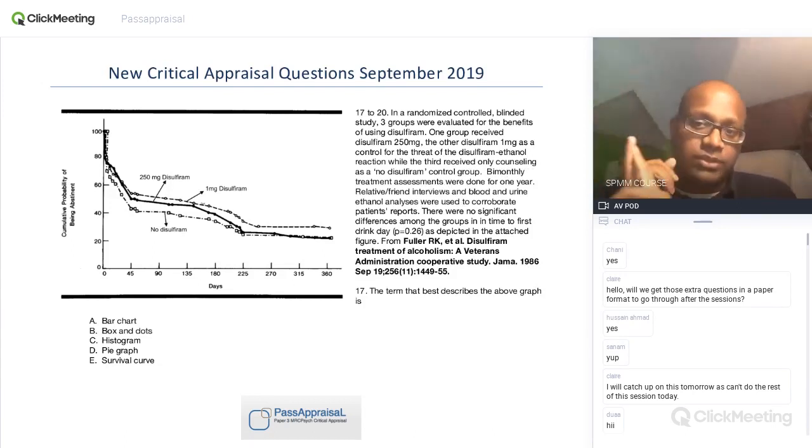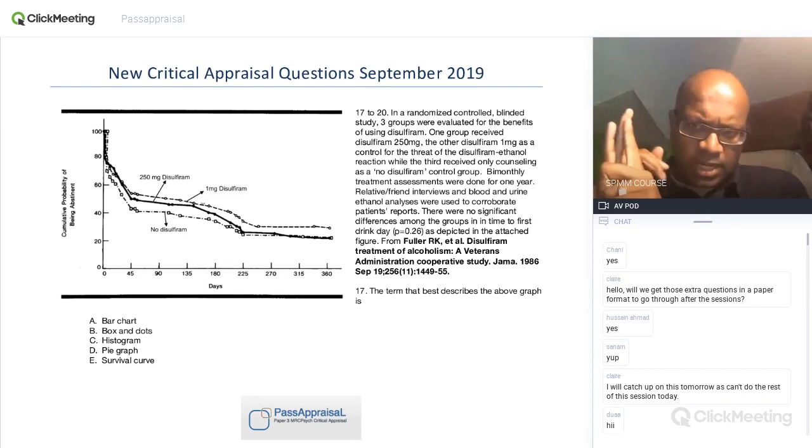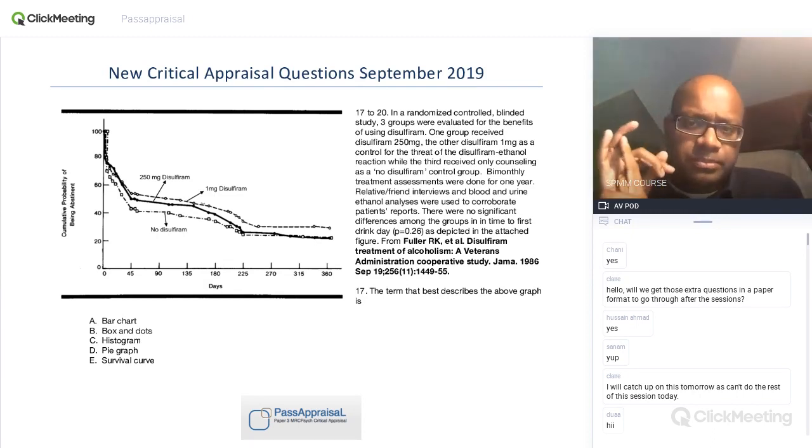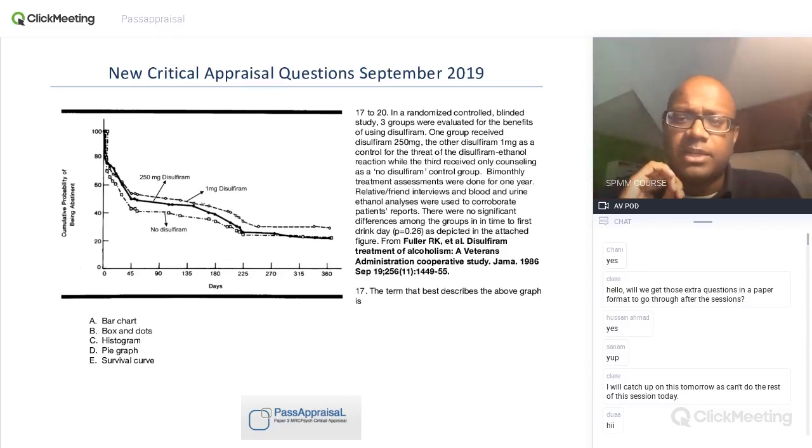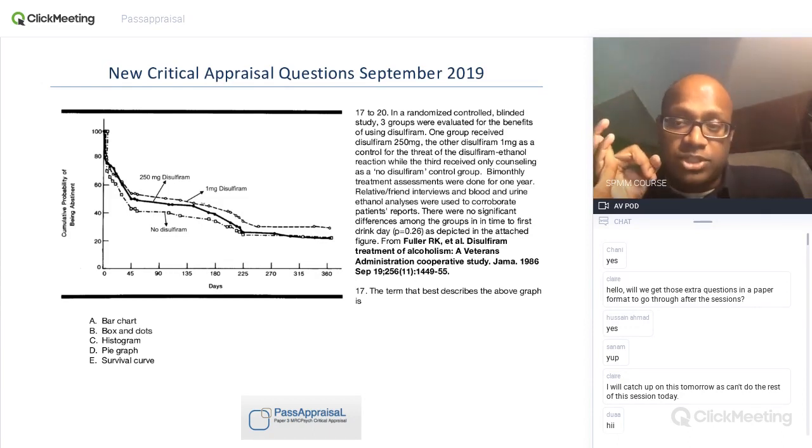So they had 3 groups: one with 250 milligram active intervention, another with 1 milligram just to act like a deterrent, because when you take 1 milligram disulfiram and drink alcohol, you will have some flush reaction. So that's 1 milligram used to just threaten people if they drink. So it's also a control, which is not in the same dose as the active intervention. You can think of this as a low dose control. And then you have a placebo group, well, not placebo, treatment as usual group. They only receive counseling, they don't receive any disulfiram.